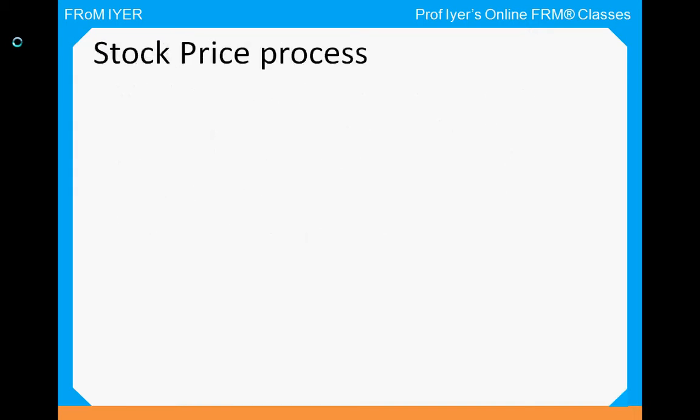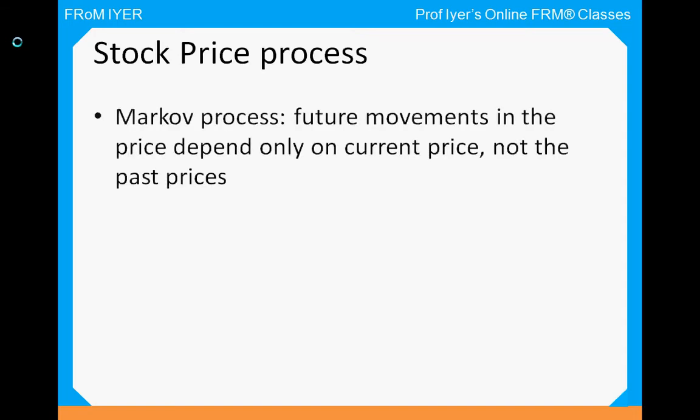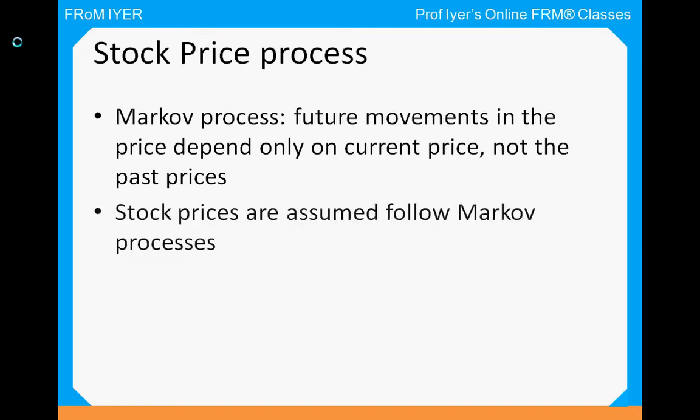Let's look at stock price processes to get more idea before getting into the Monte Carlo simulation. One of the key assumptions of stock price processes is that they follow what's called the Markov property. The Markov property basically implies that the future movements in the stock price depend only on the current stock price and not on the past price history of the stock. So we assume that the stock price follows a Markov property.